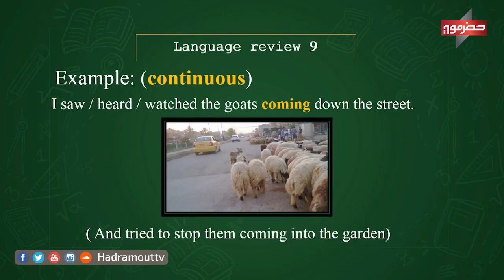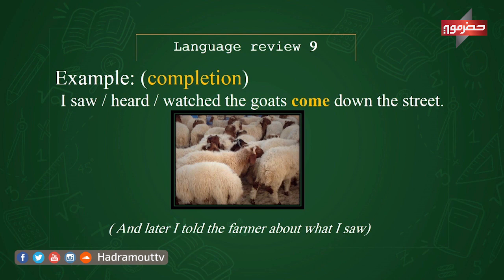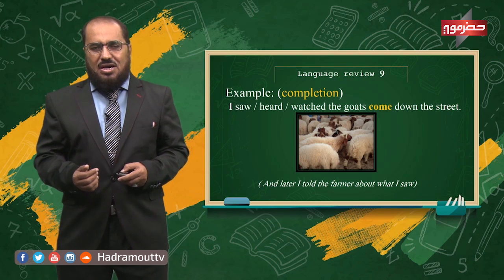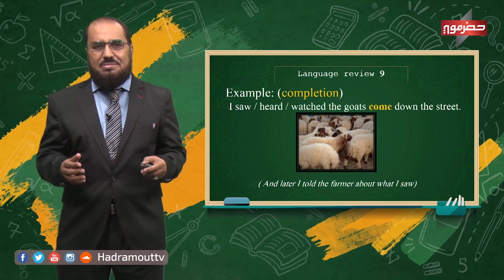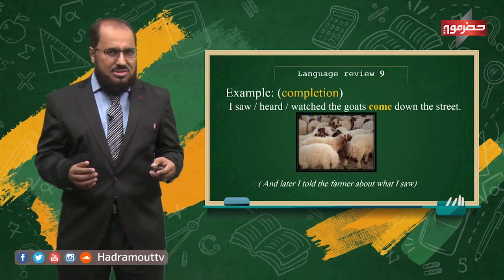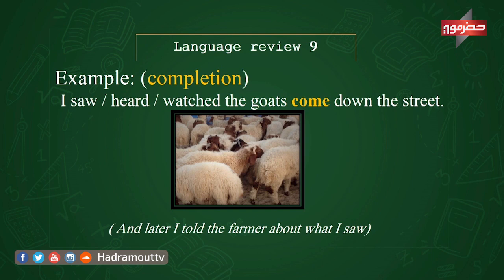What about this? Here is a completion. All the goats now are in the street, from the oldest one to the youngest one. Okay? They completed going down the street. So I can say here, I saw, or I heard, or watched the goats come down the street. Why come, not coming? Because the action completed. Okay? The movement of the goats now is completed. All of them are in the street.